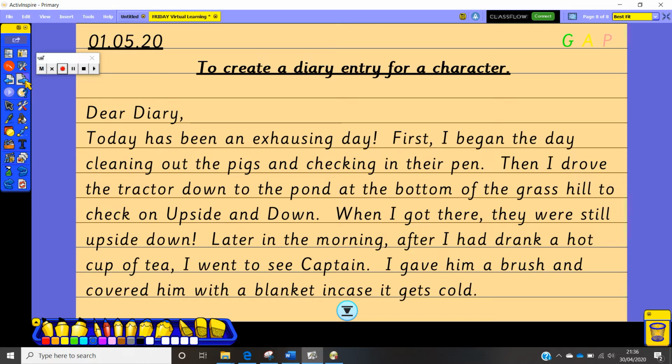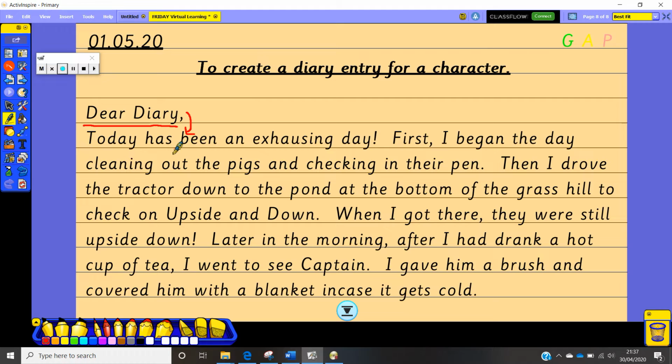So let's have a look at some of the writing features that we have included in our diary entry here. First of all, and one thing that you can pick up when you do your diary is we started with Dear Diary. And then if you remember when we write diaries, we move to the next line. So see if you can remember that when you're writing your diary.